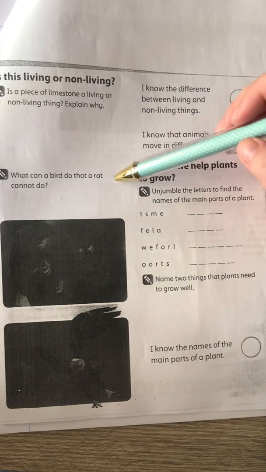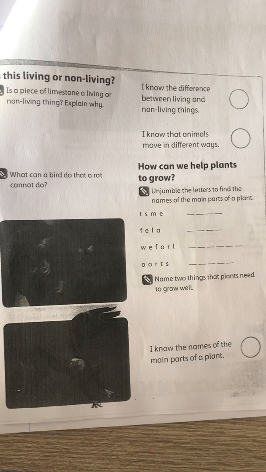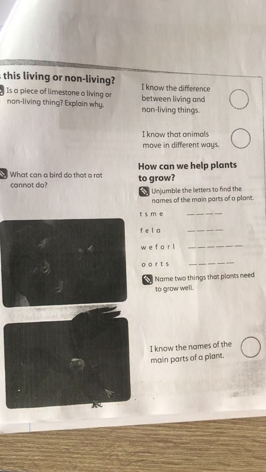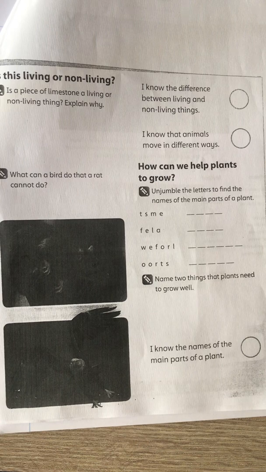Next one, what can a bird do that a rat cannot do? Now here's a rat and a bird, if you look very closely. What can a bird do that a rat cannot do? There is not only one answer. There is more than one answer. For example, the way that they move is different. The way that they have babies is different.